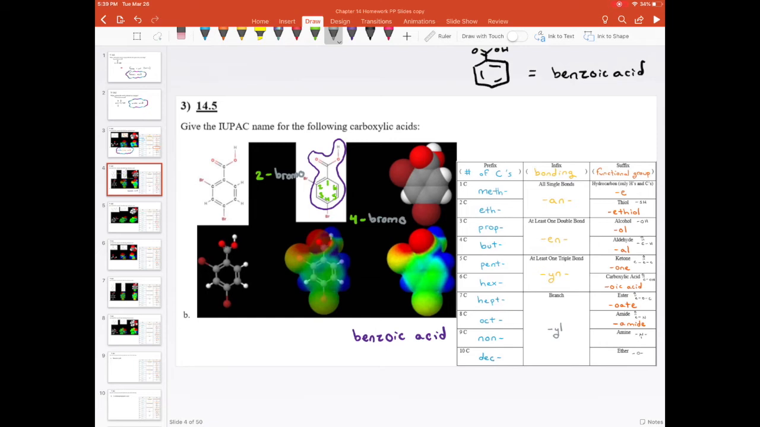The halogens are in group 7A, column 7A on the periodic table. Going down, it's fluorine, chlorine, bromine, iodine. So with all of those, you write the first syllable, then an O.